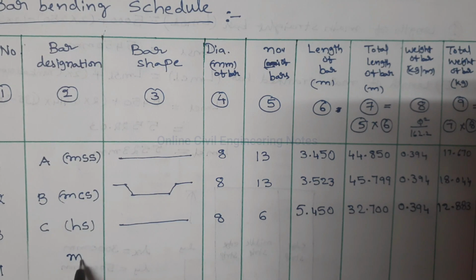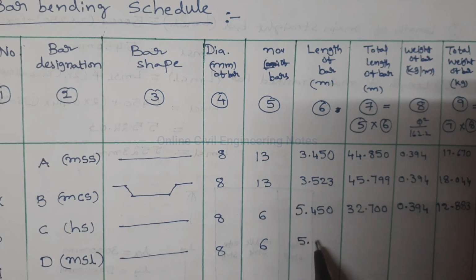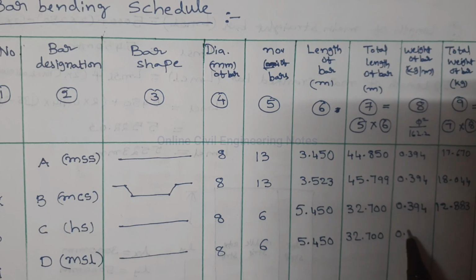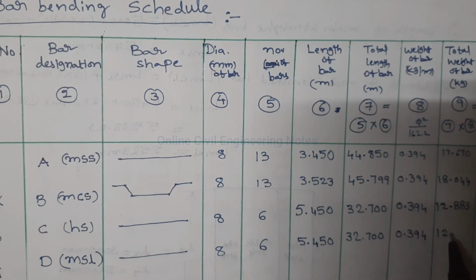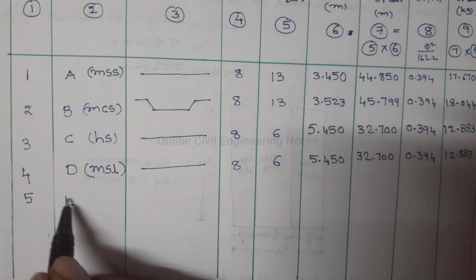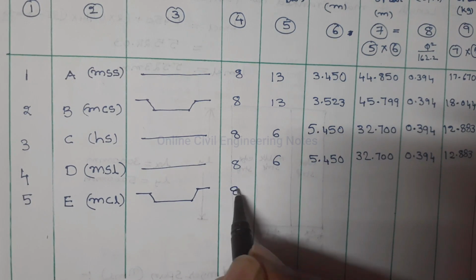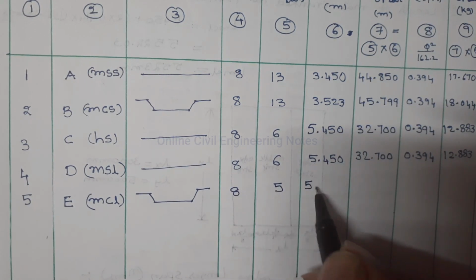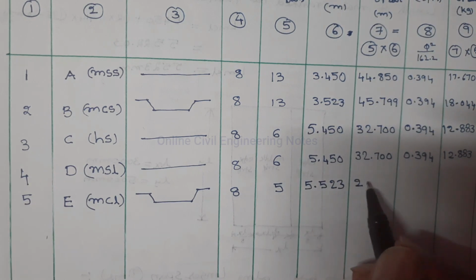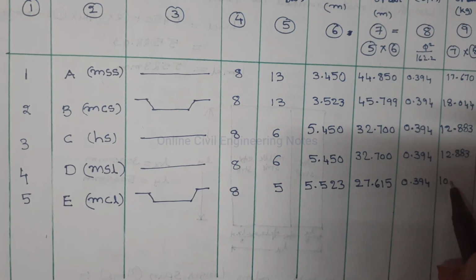Fourth bar is main straight bar along longer span, which is D. Straight bar 8 mm, 6 numbers. Length of the bar is equal to 5.450 meters. Total length is equal to 32.700. 0.394. Total weight is equal to 12.883. Next bar is E, main crank bar along longer span. Diameter is 8 mm. Number of bars are 5. Length of each bar is 5.523. Total length is equal to 27.615. 0.394, weight of the bar per meter. Total weight is equal to 10.880.